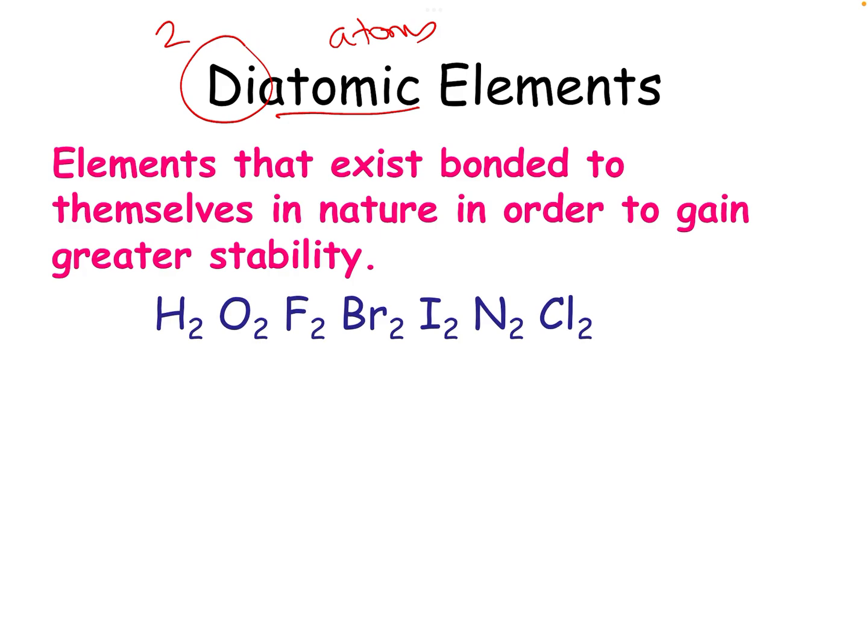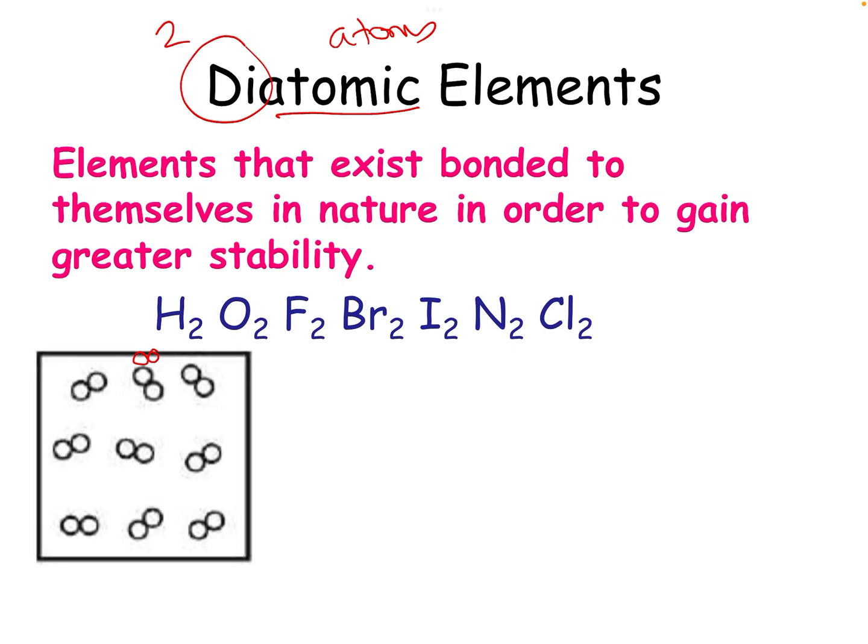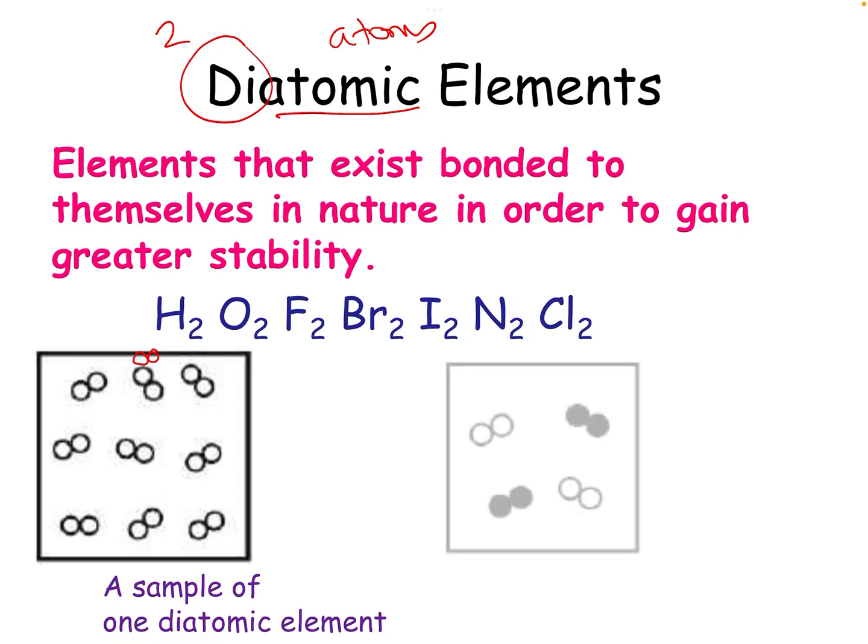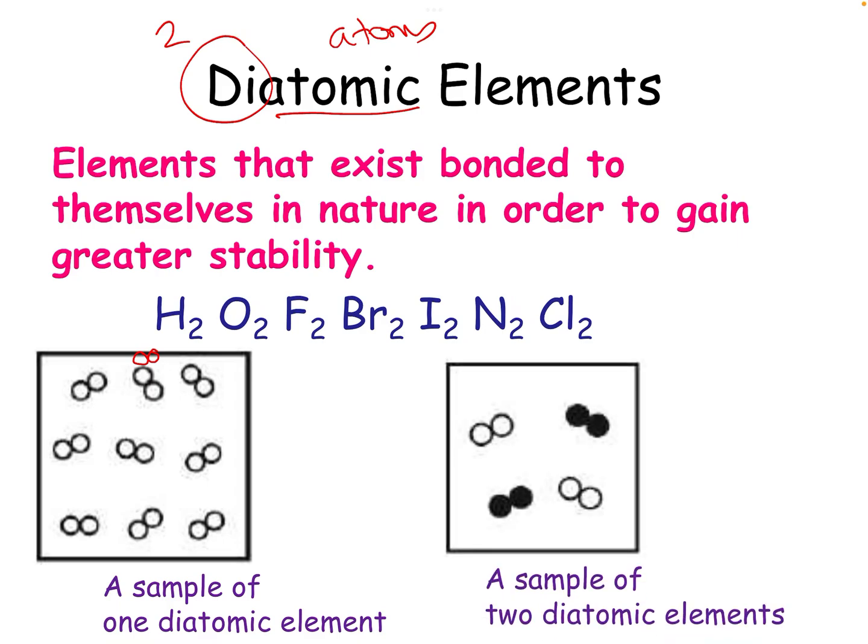Which means when hydrogen is by itself, it's going to want to be bonded to itself. If hydrogen wants to bond to something else, then we can break apart. But otherwise, it would like to be bonded together. So here we have a sample of one diatomic element. And here we have two different diatomic elements. So these are what we call particle diagrams.